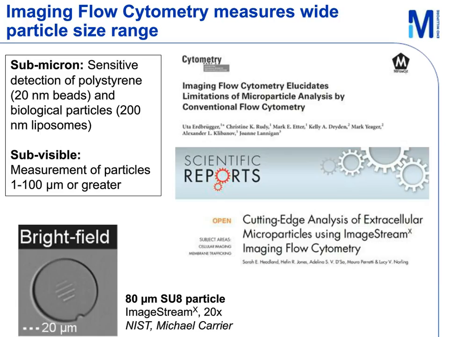The field of view for the FlowSight and ImageStream systems ranges from 40 to 120 microns, depending on the magnification selected, with lower magnifications providing a wider field of view. Below on the left is a representative image of an 80-micron SU8 particle that was developed by Michael Carrier at the National Institute of Standards and Technology, which was imaged using the ImageStream-X at 20x magnification.